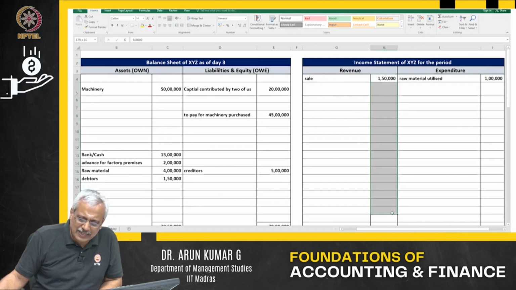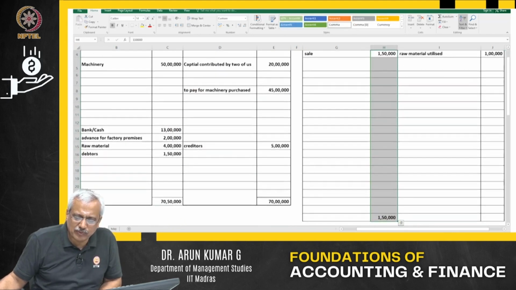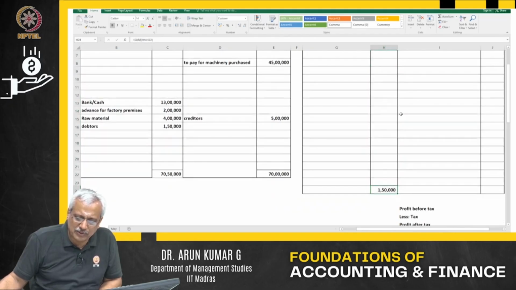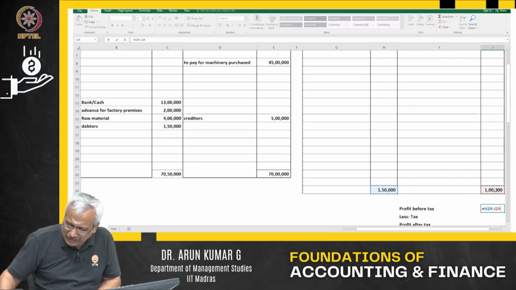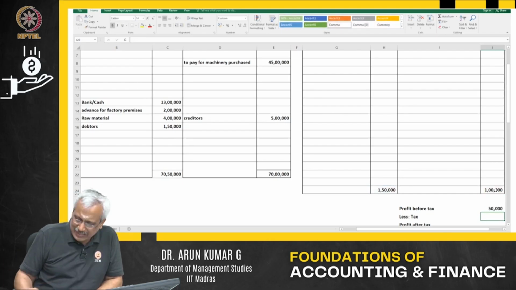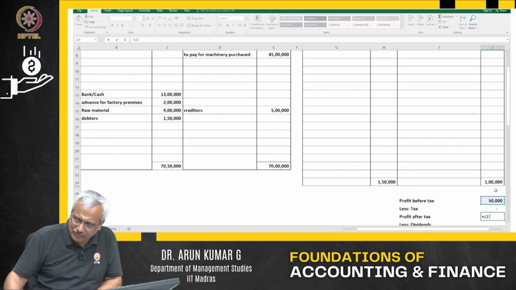Let me total the revenue here. The total of my revenues is about 1.5 lakhs. Same thing I am going to do for my expenditures. My expenditure is 1 lakh. What is my profit before tax? The profit before tax is revenue minus my expenditure. As of now, let us keep the tax 0. So profit after tax is the same.